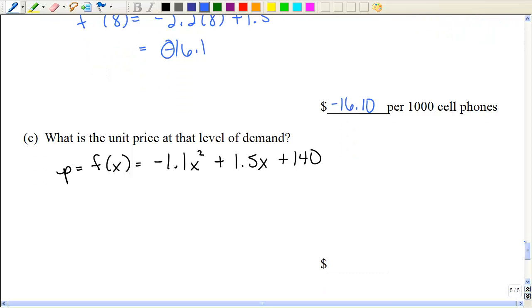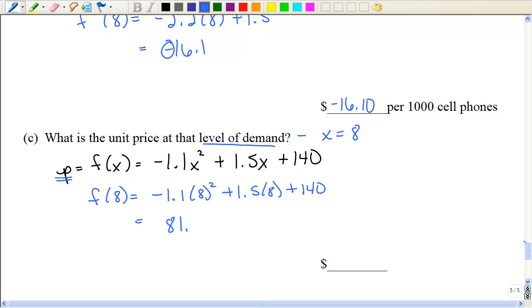All right, now in part C, what is the unit price at that level of demand? Well, if you go back to the problem, p was the unit price at that level of demand, meaning let x be 8, which represents 8,000 cell phones. And so we're going to evaluate the function at 8, and I get $81.60. And so when the demand is 8,000, that's the price. But remember, as we sell more, the price is decreasing.